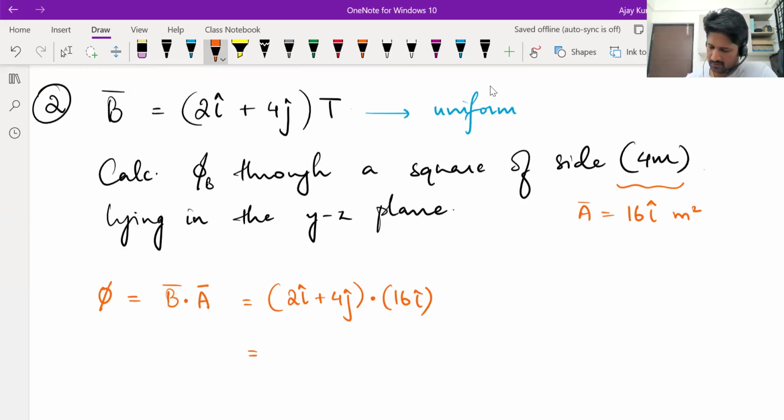Now you take the dot product. How do you take the dot product of two vectors written in analytical form? Multiply their x components plus multiply the y components plus multiply the z components: Ax Bx plus Ay By plus Az Bz. So 2 into 16 becomes 32. Y components, if you multiply, it will become 0. The answer is 32 Weber. Right, right.